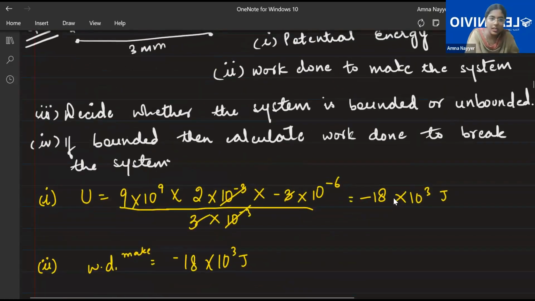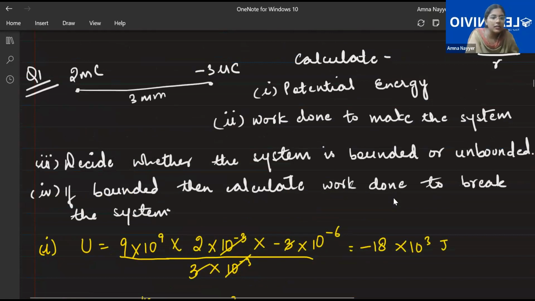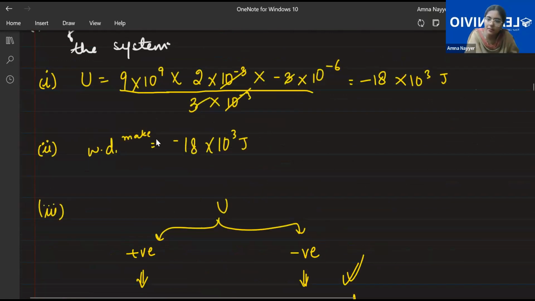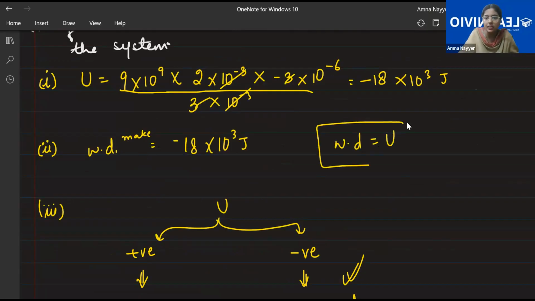Yes, ma'am. Second one, I'm not able to. Second one, work done to make the system. Work done, what did we study? If you remember, we have written work done is equal to the potential energy. So potential energy is equal to work done. Both are equal. So if I've got U, work done will be equal to U only. Okay? Yes, ma'am.